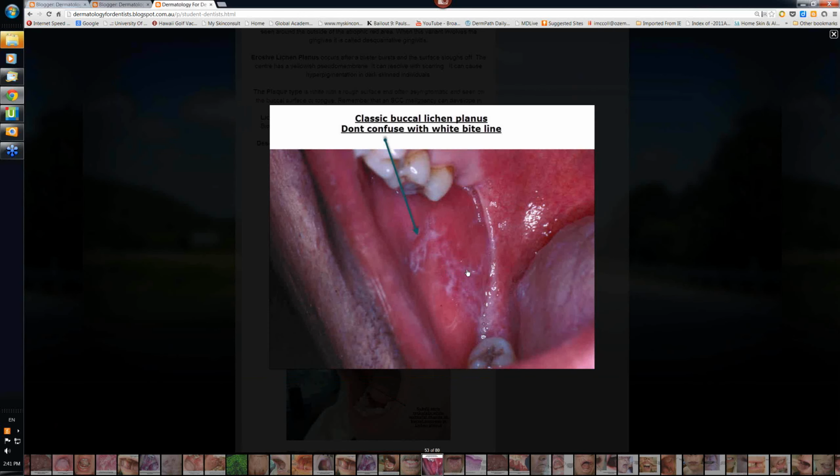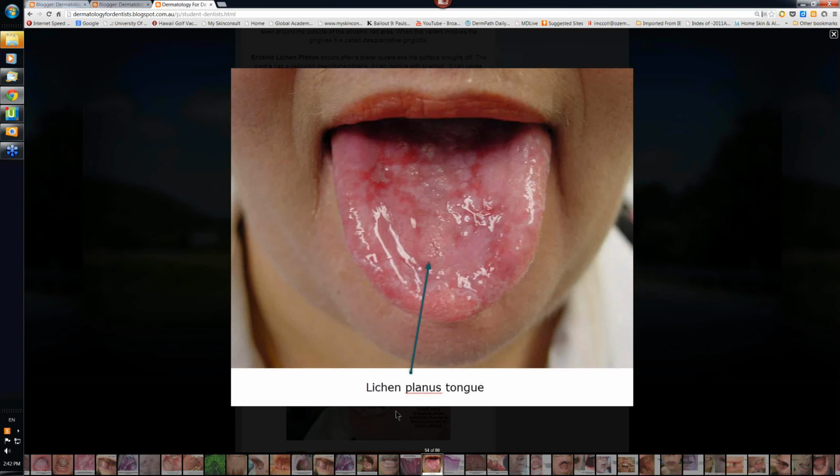That's just another nice example of the reticulate type in the inside of the mouth. There's lichen planus affecting the tongue. Difficult to diagnose as such. That sort of white surface should make you think of lichen planus. The erosions in here as well. Look at that ulcer there. This will be a very painful tongue. We're looking for other features of lichen planus inside there as well.